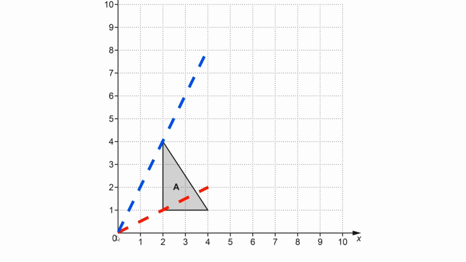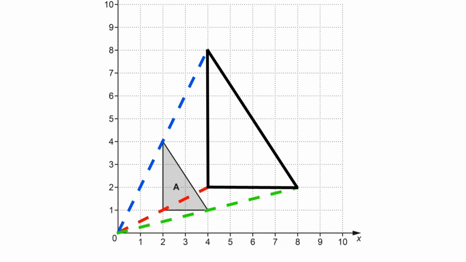And for this point here we've got 4 across, 1 up. So we'd have 8 across, 2 up. So here is the enlarged triangle.